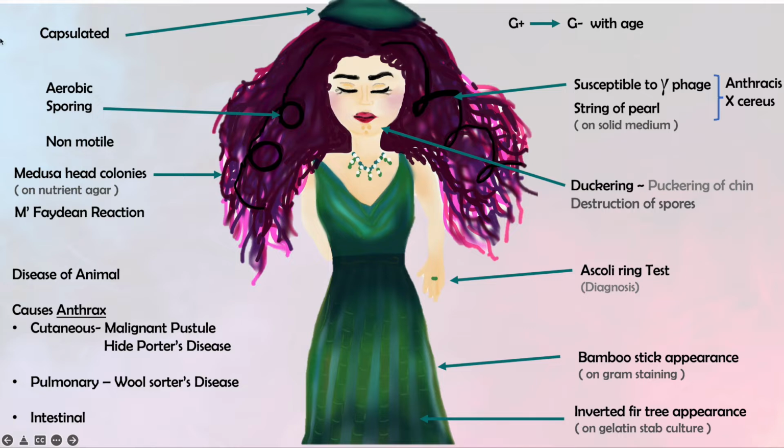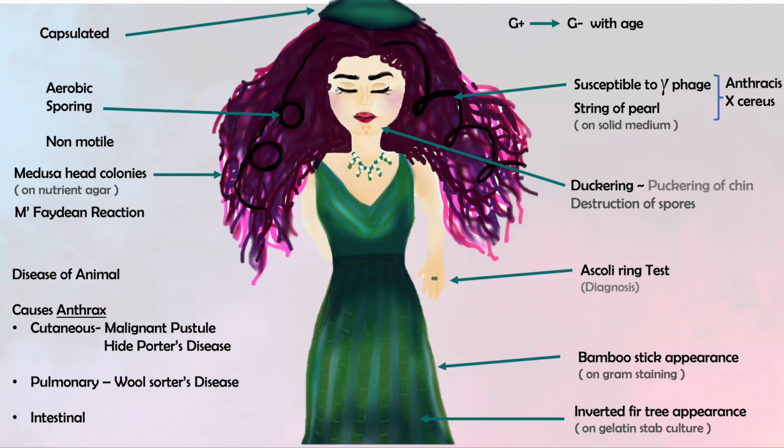Bacillus anthracis, she is capsulated as she is wearing a cap. This means that she is capsulated. A unique feature is that unlike other bacteria's capsule, Bacillus capsules are made up of polypeptide. So she has a polypeptide capsule. She is aerobic and sporing. Sporing here can be correlated with the circle that her strand of hair is making. So this means that she is sporing and aerobic.